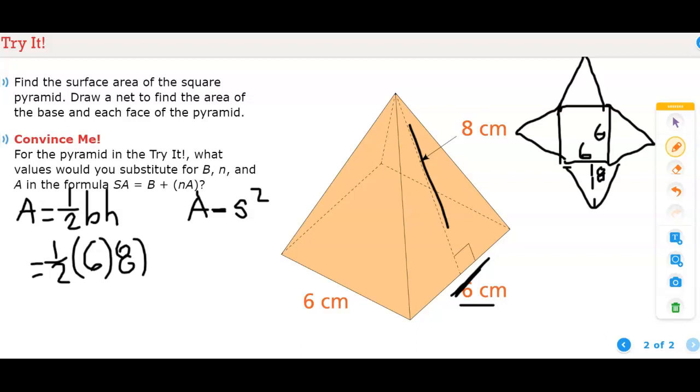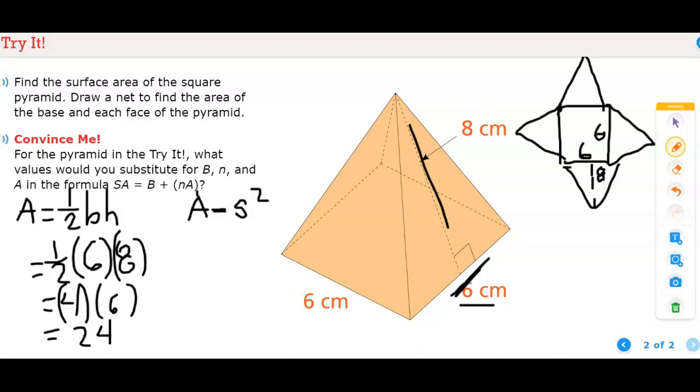1/2 times 6 times 8. Because we're multiplying all 3, you can multiply in any order. 1/2 times any number is the same as dividing that number by 2. So if I do 1/2 times 8, that is 8 divided by 2. If I did half times 6, that would be 6 divided by 2. So it doesn't matter which one we choose. I'll choose 8. 1/2 times 8 is equal to 4. And so we now are left with 4 times 6, and 4 times 6 is 24. So the area of one of these triangles is 24.